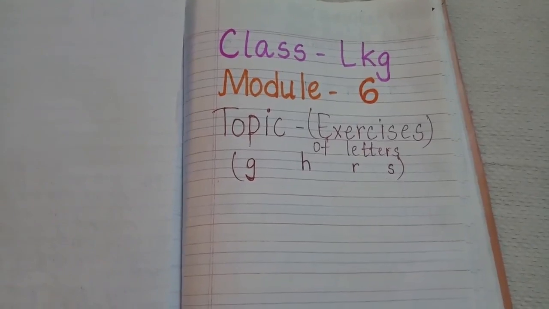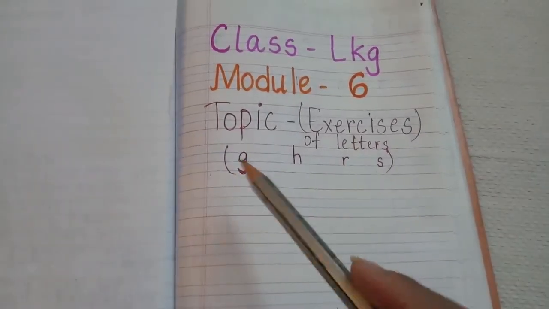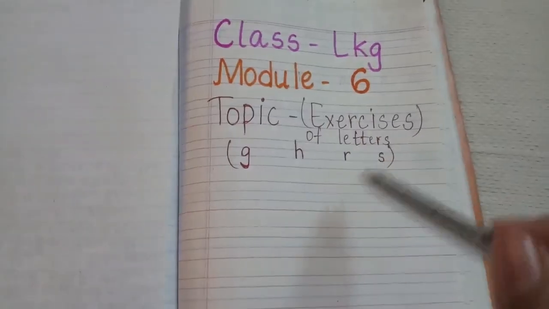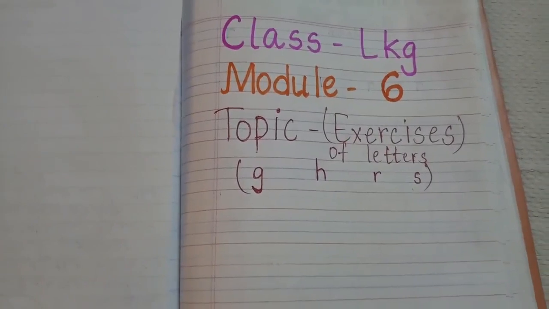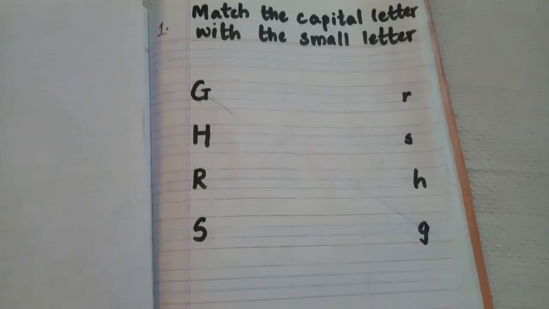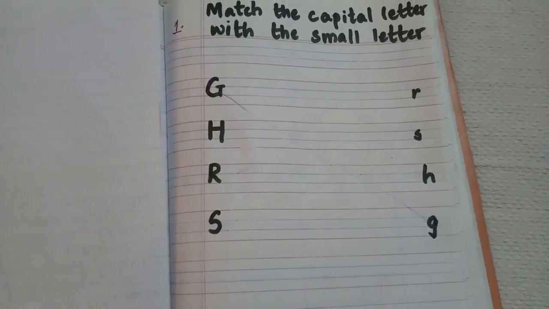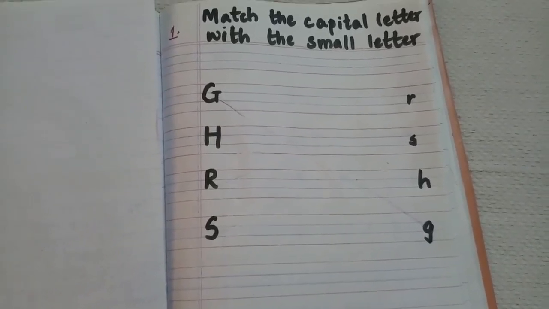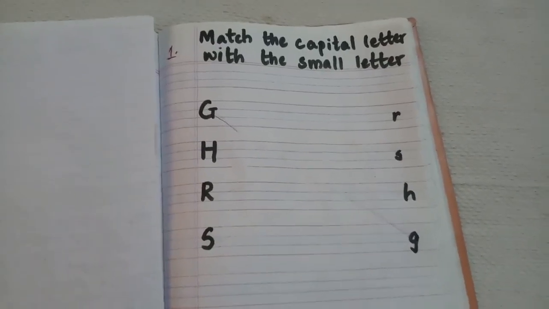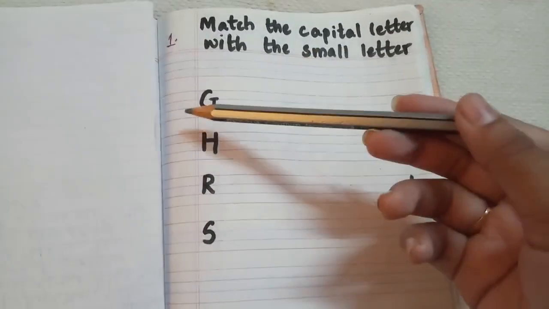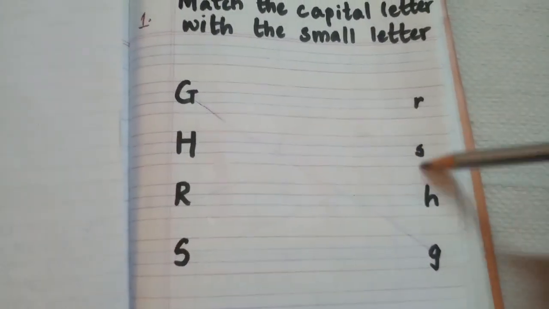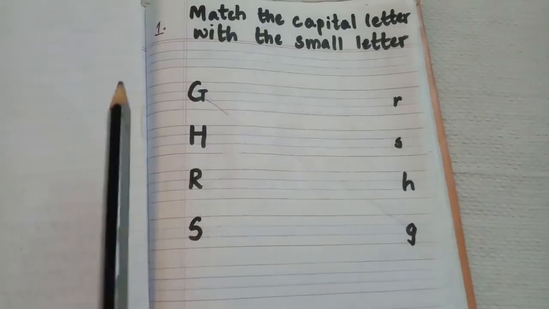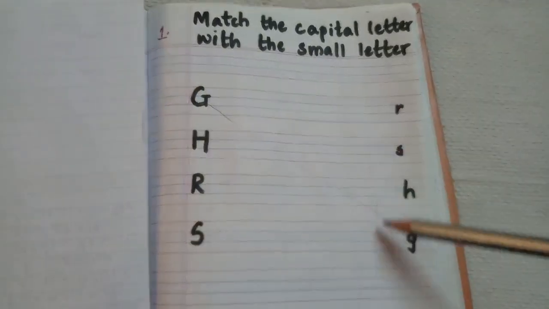As we have completed the letters G, H, R, and S, today we are going to do some exercises of these letters. So, let's start. The first exercise which we will be doing is match the capital letter with the small letters. Now here can you see, children, we have capital letters and here we have small letters. What we are going to do is match the capital letter with the small letter.